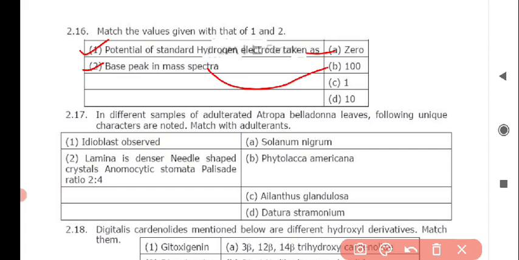Next question, in different samples of adulterated Atropa belladonna leaves, following unique characters are noted. Match with adulterants. First is idioblast observed. For this, the correct answer is option C, Ailanthus glandulosa. And for the second option, that is lamina is denser, needle-shaped crystals, anomocytic stomata, palisade ratio 2:4, the correct answer is option B, that is Phytolacca americana.